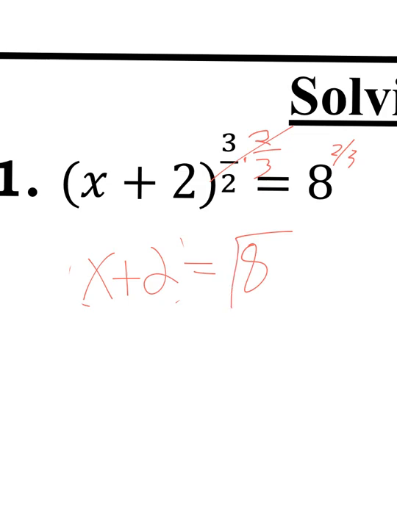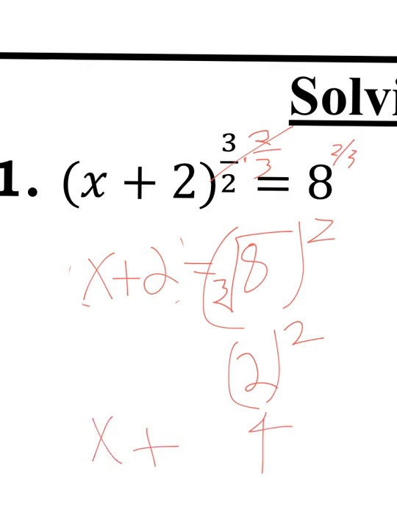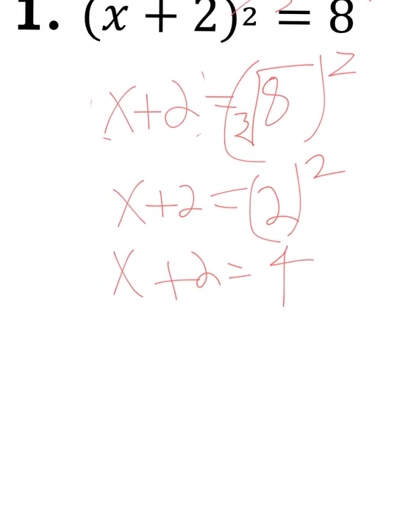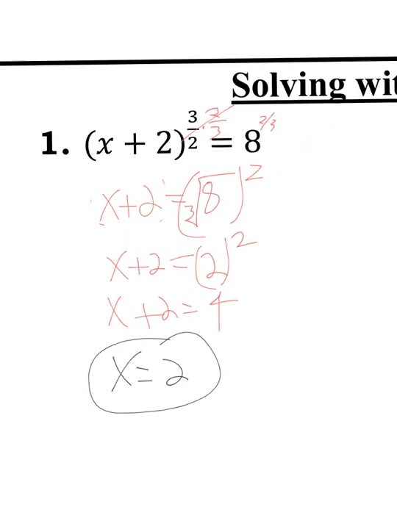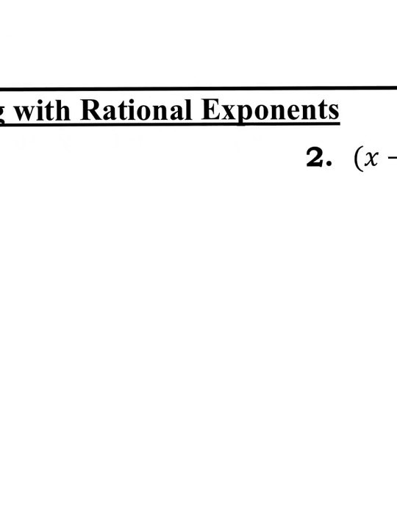So the bottom number is the root, and the top number is the power. I prefer to write it like that. It's easier to show my work. The cube root of 8 is 2, and 2 squared is 4. So I have x plus 2 equals 4. And what number plus 2 is 4? That's 2. 2 plus 2 equals 4. I don't have a plus or minus answer because it was the cube root. That's an odd root. And so 2 is the only answer for that one.